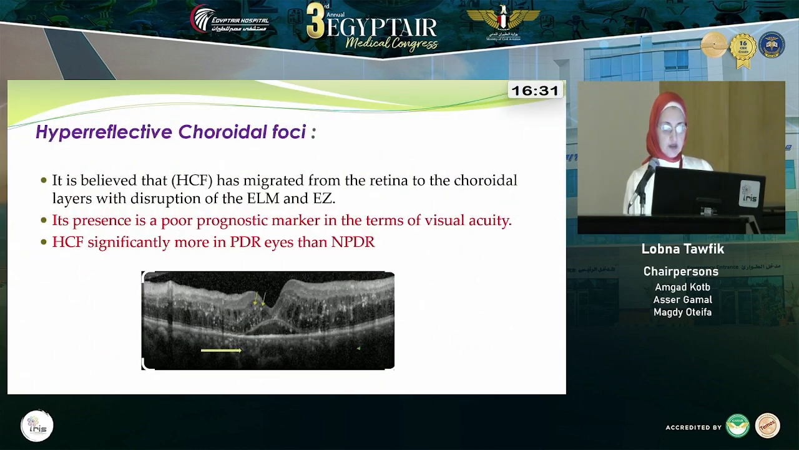Hyperreflective choroidal foci. It is believed that hyperreflective choroidal foci have migrated from the retina to the choroidal layers with disruption of the external limiting membrane or ellipsoid zone. Their presence is a poor prognostic marker in terms of visual acuity. Hyperreflective choroidal foci are significantly more common in proliferative diabetic retinopathy eyes than non-proliferative.